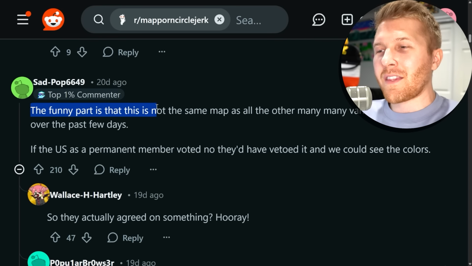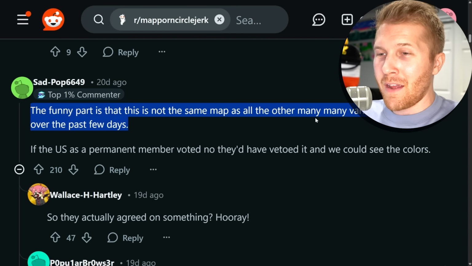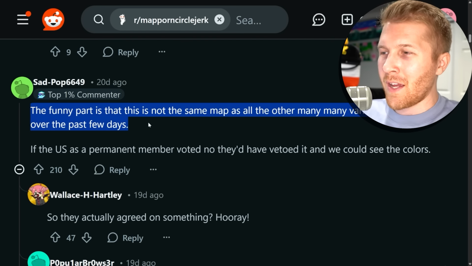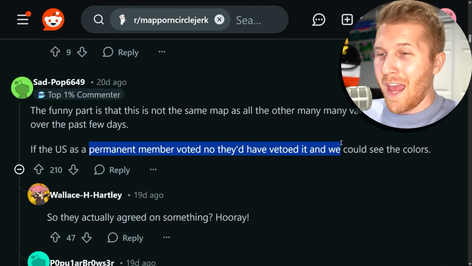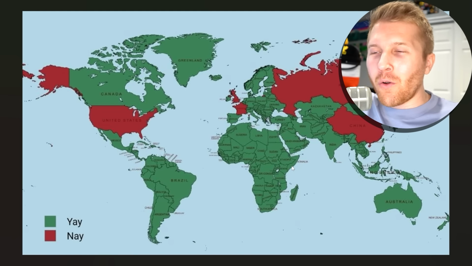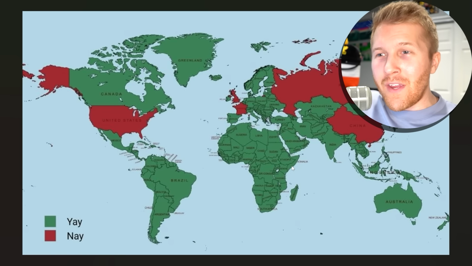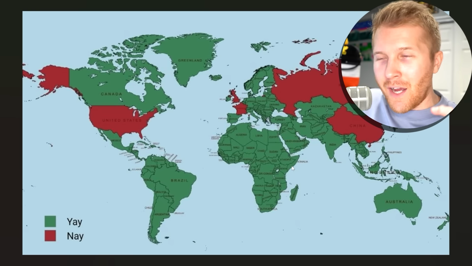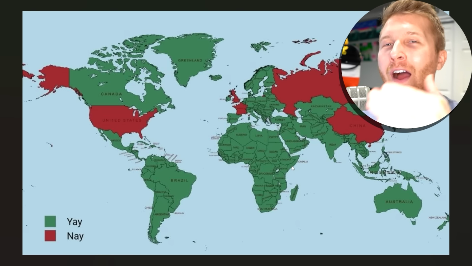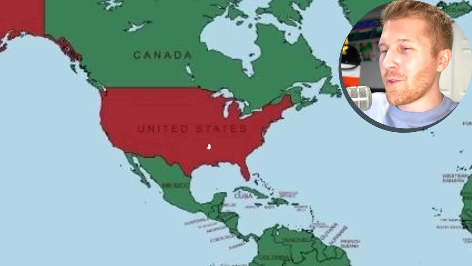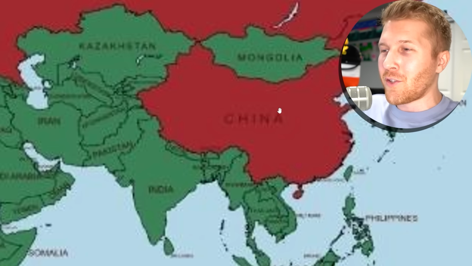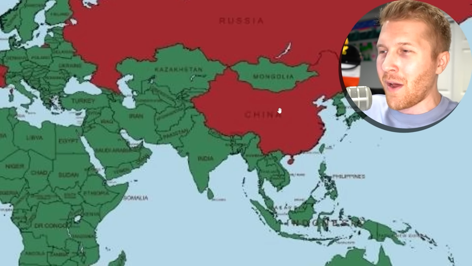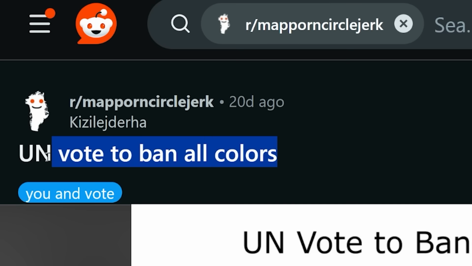The funny part is this is not the same map as all the other many variations we've seen over the past few days. If the US as a permanent member voted no, they'd have vetoed it and we could have seen the colors. We actually agreed on something? What's funny is if they actually did hold a UN vote that would remove veto powers, the veto-powered countries would all vote nay. They would finally be able to agree upon something. Why would the US, France, the UK, Russia, and China want to lose this super OP strat to just be able to veto anything? It is the only way we could all come together.